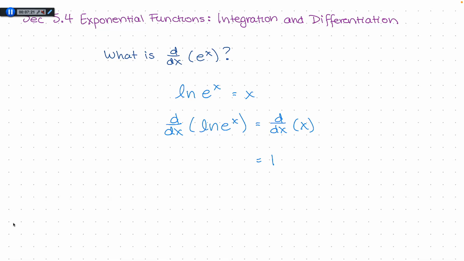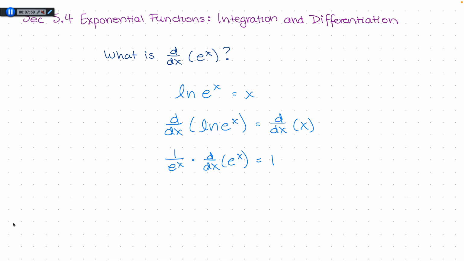Now, the derivative of the natural log of e to the x, we can sort of do. Remember, to take the derivative of a natural log, it's 1 over the argument times the derivative of the argument. We just don't know how to find the derivative of e to the x, so I can't actually do that yet.